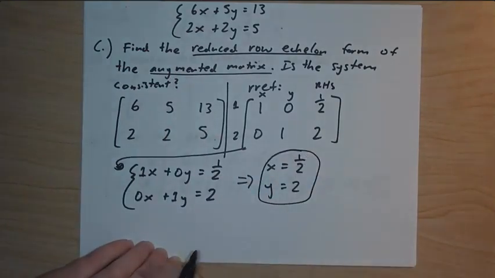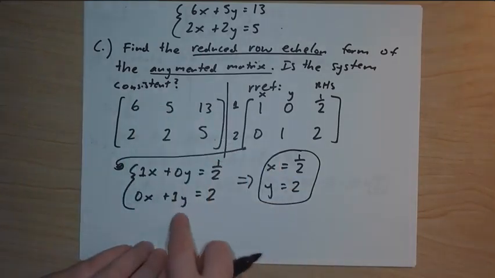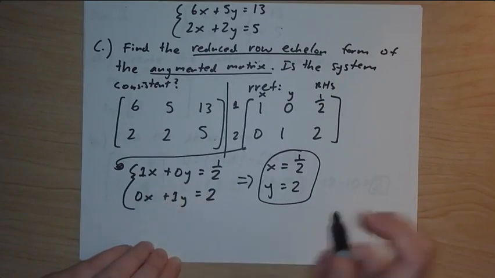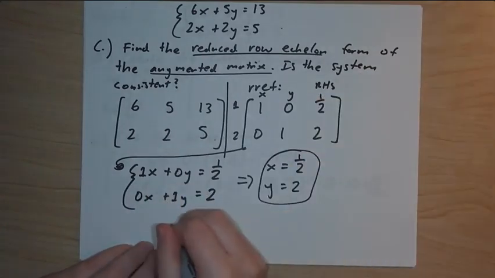If we get a solution like that, then our system is in fact consistent. We didn't get anything like 0 is equal to 2 when we translated it back. So this system is consistent.